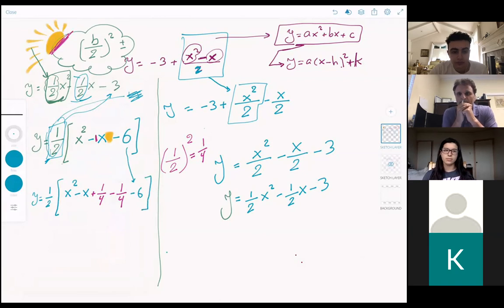All right. What part is bothering you? Just going from -1x to... Very good. That's the technique. That's the rule to complete the square. So we factor the 1/2 to have 1 over here.